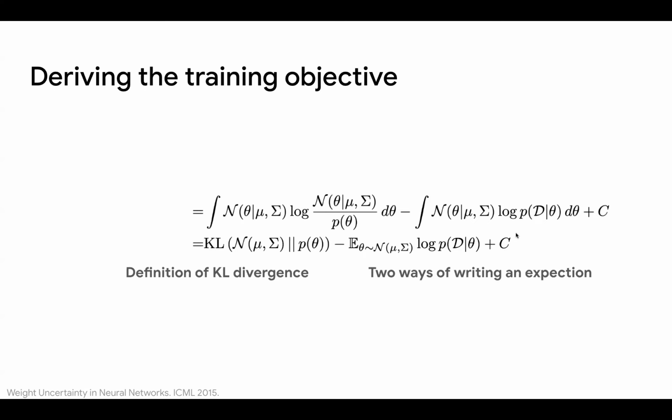So these are two different ways of writing an expectation. You can think of this integral here as an expectation over theta, where theta is sampled from this normal distribution. And then there's C.